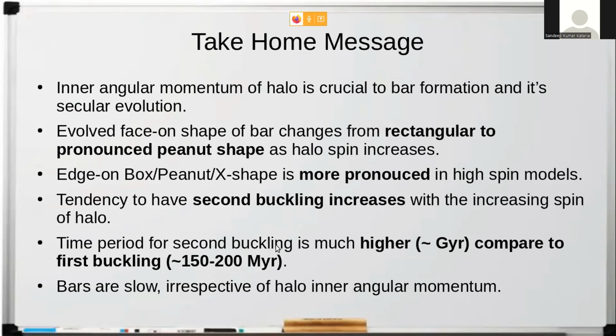And the time period of the second buckling is much higher in our cases, which is of the order of a gigayear, and much larger than the first buckling, which usually happens over a few hundred megayears. And we see that the bars are slow, and it doesn't depend upon the inner angular momentum. So the final bars are slow, basically. So thank you. Yeah, thank you.